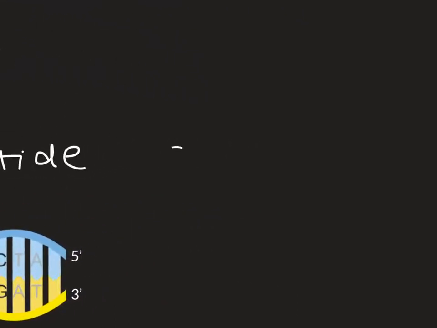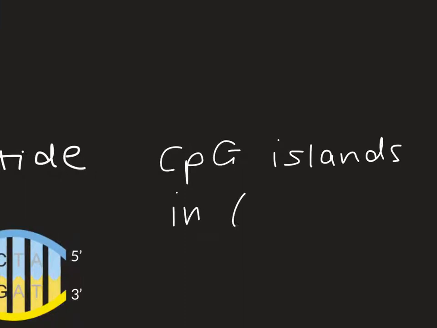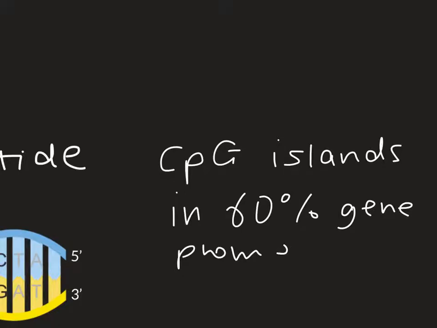CpG islands, which are regions rich in CpG dinucleotides, can be found in around 60% of gene promoters. Remember, this is the start of a gene. The reason why DNA methylation targets gene promoters more than any other location in the genome, which is our entire DNA blueprint, is that CpG sites across the genome are typically already methylated, while promoters are usually unmethylated. Now, what does this all mean and why is it important?